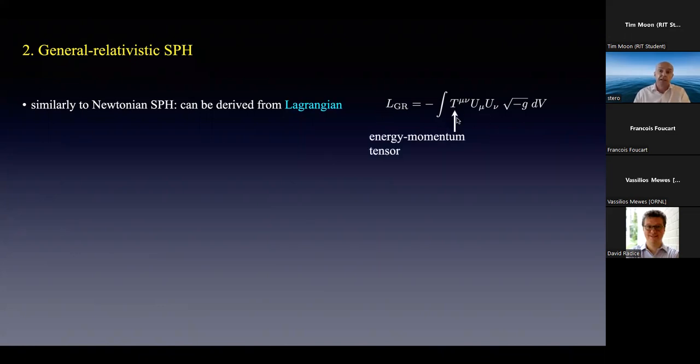And here you have the energy momentum tensor. Then you have the 4 velocities. And of course, the metric enters here. And then you can discretize this Lagrangian in an SPH way. And the rest that you do then is pretty much classical mechanics.